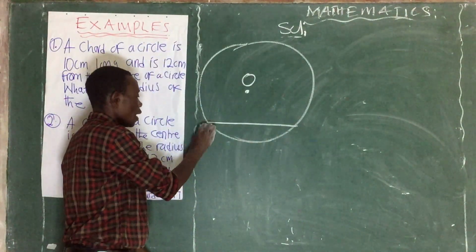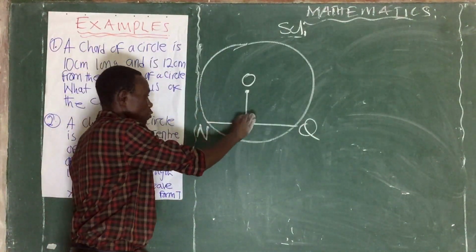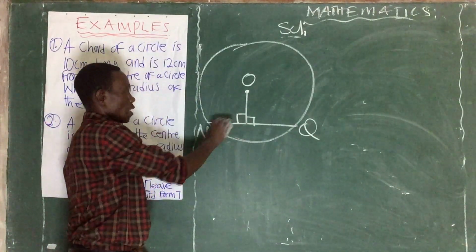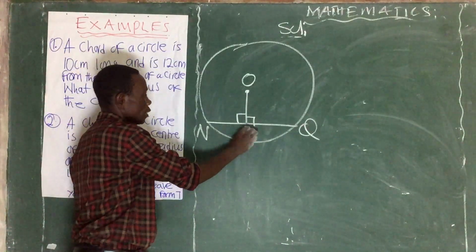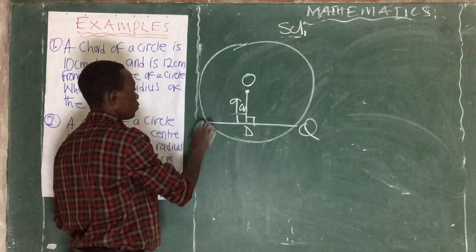Name it NQ. A distance from the center to the chord is always a perpendicular distance. Name it OD. So it is 9 centimeters, like that.